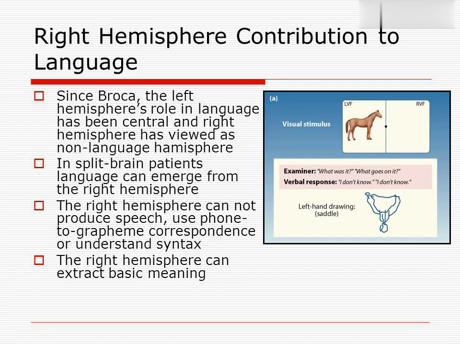Right hemisphere contribution to language. Since Broca, the left hemisphere's role in language has been central and the right hemisphere has been viewed as the non-language hemisphere. In split brain patients, language can emerge from the right hemisphere. The right hemisphere cannot produce speech, use phoneme to grapheme correspondence, or understand syntax. The right hemisphere can extract basic meaning.